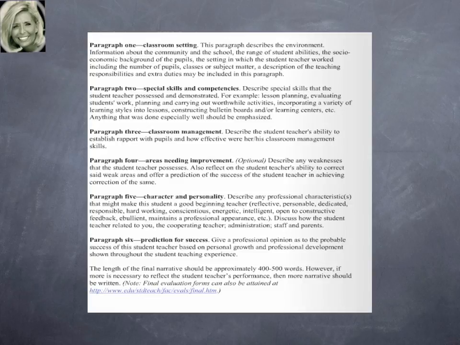The handbook also provides you with detailed instructions on what to put in each one of those paragraphs for the narrative, and that is found on page 76 if you're an elementary or secondary student teacher. And you will note that paragraph 4 is optional, if you want to put in a paragraph that talks about the student teacher needing improvement in certain areas. There's also the website information there as well.